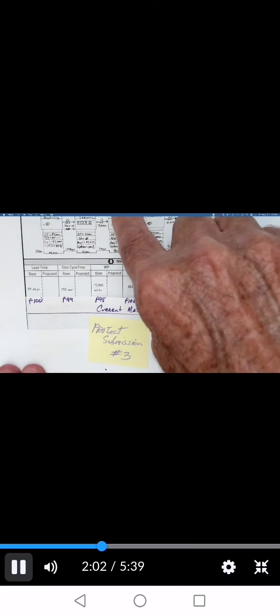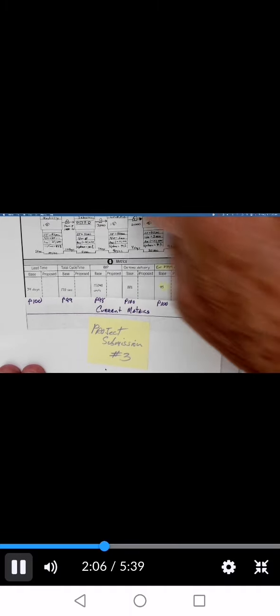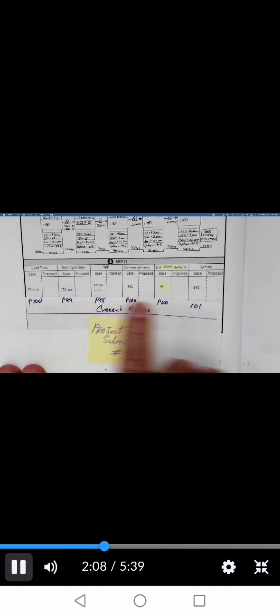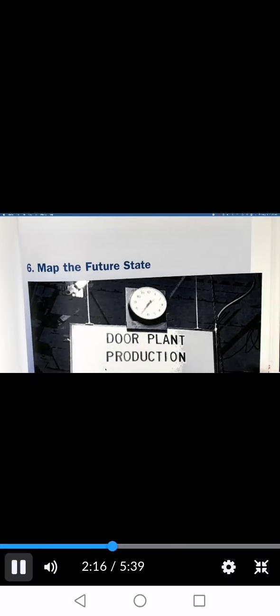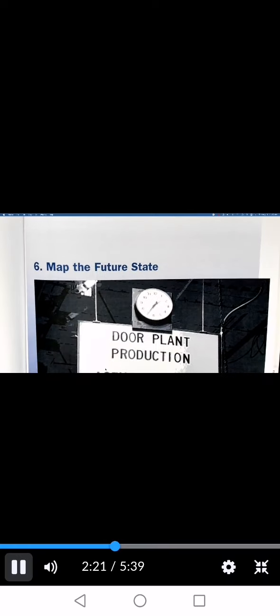Project submission number 3 is your current state, and notice they've added the production supervisor distributing orders on a daily basis, and their metrics. Okay, and there's lots of examples. So now you've got an area in which you're going to concentrate on and improve. How are you going to improve it? Well, that becomes the future state.